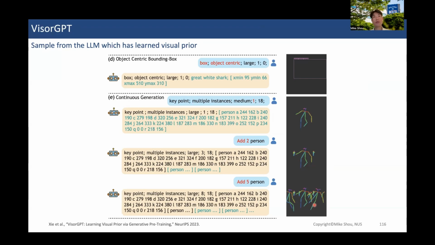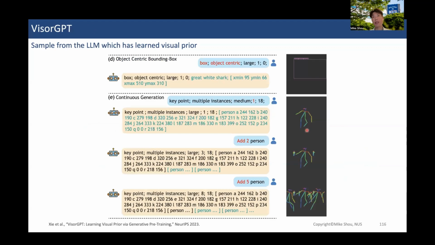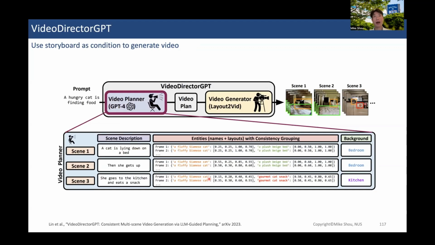Of course, we want to extend it further, especially for video generation. And there is this very interesting work called Video Director GPT. It's very similar in the first step, using this LLM. They use, for example, GPT-4 as the so-called planner to come up with a storyboard. Because it's video generation, it's not just one single layout. Instead, they have a sequence of layout images, right?